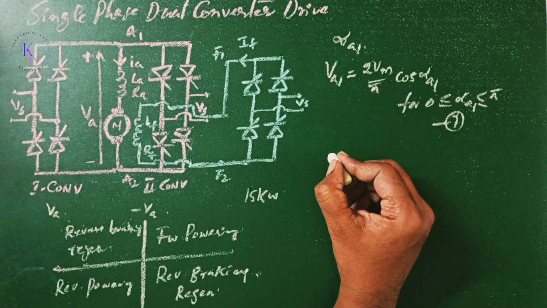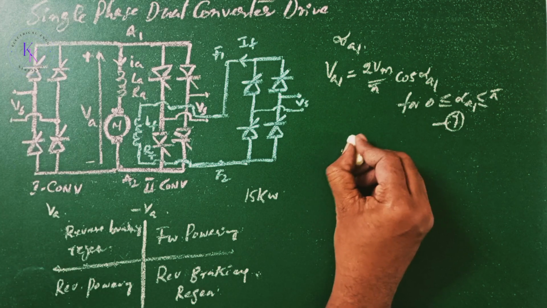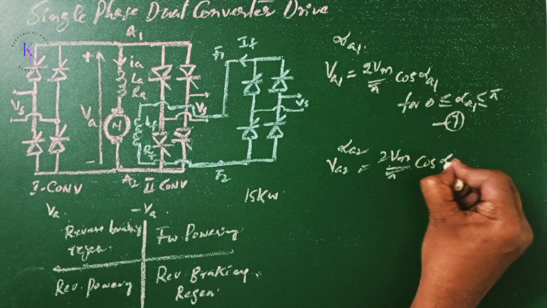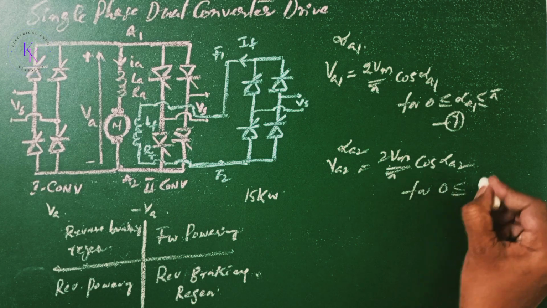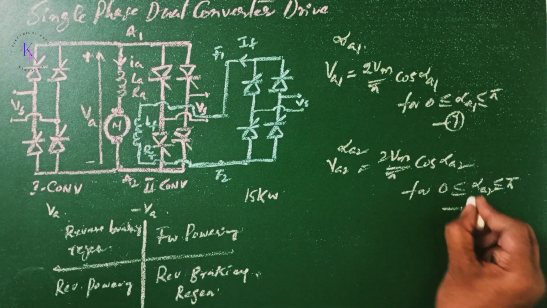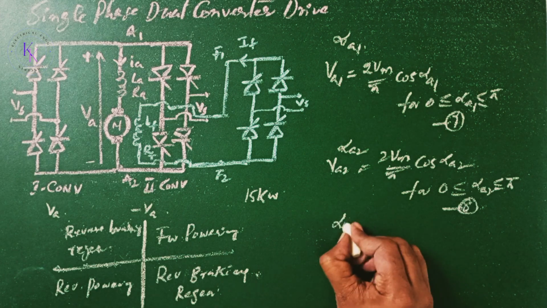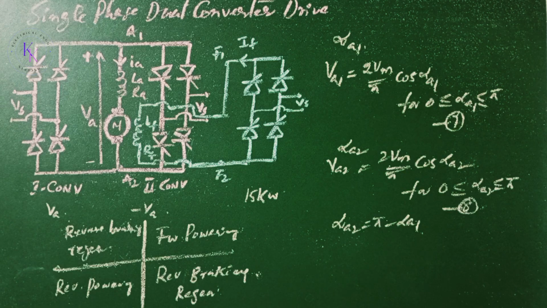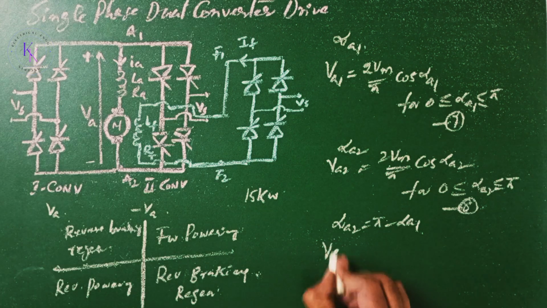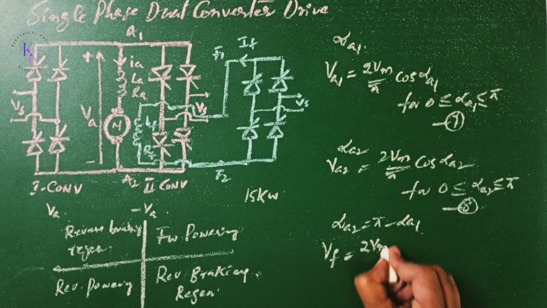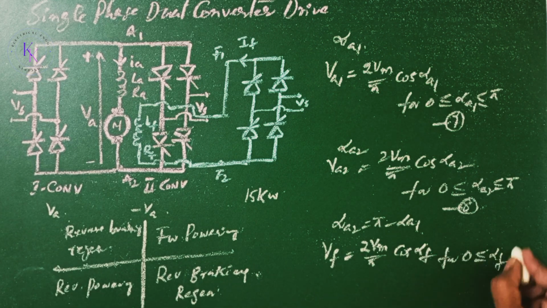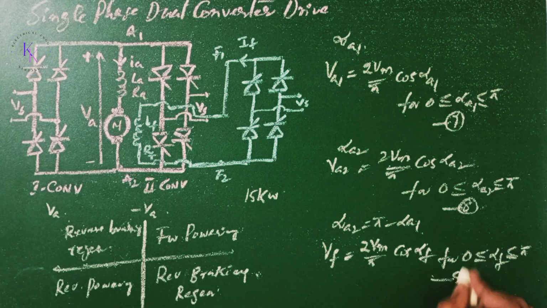Then if converter 2 operates with a delay angle of alpha A2, VA2 is given by 2 Vm by pi times cos alpha A2, for alpha A2 between 0 and pi. Let this be equation number 8, where alpha A2 equals pi minus alpha A1. We know that alpha 1 plus alpha 2 equals 180 degrees in a dual converter. With a full converter in the field, the field voltage Vf equals 2 Vm by pi times cos alpha f, for 0 less than or equal to alpha f less than or equal to pi. Let this be equation number 9.